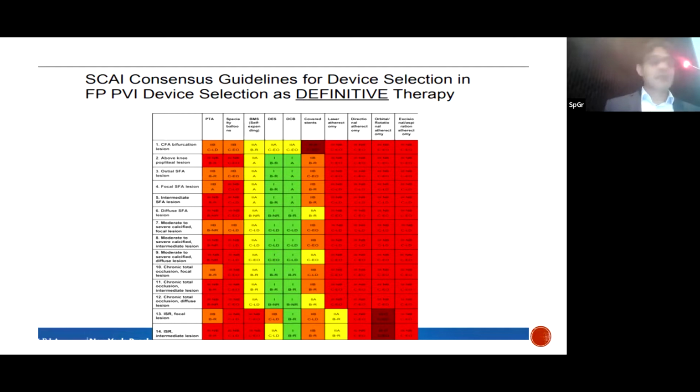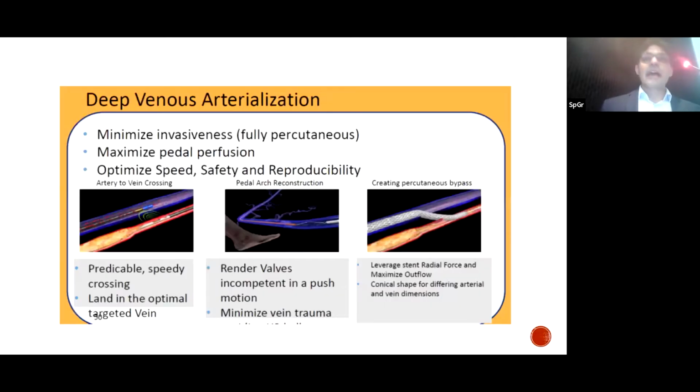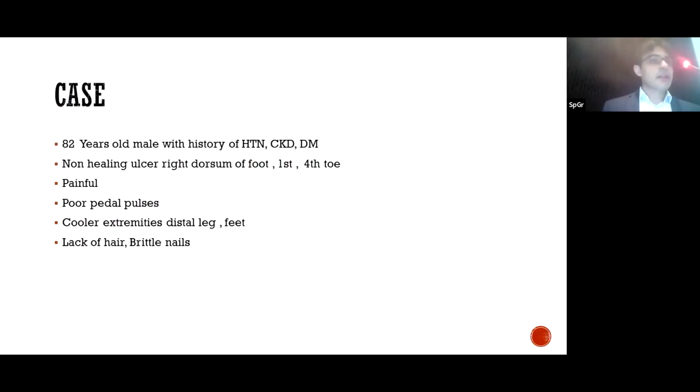There's a limited role for atherectomy devices. And for someone who is end-stage CLI, where you don't have distal targets for bypass or you cannot cross with a wire, this is the deep venous arterialization. It's fairly commonly used in the US nowadays. So again, let's go on to the case.